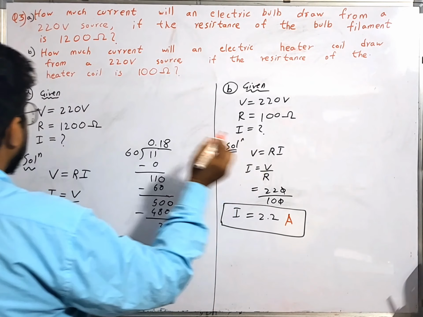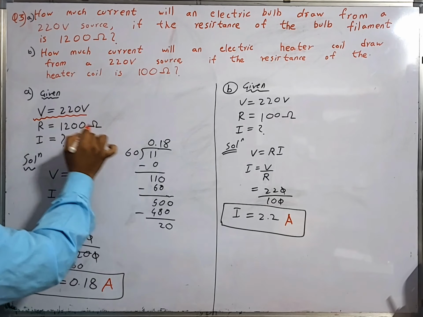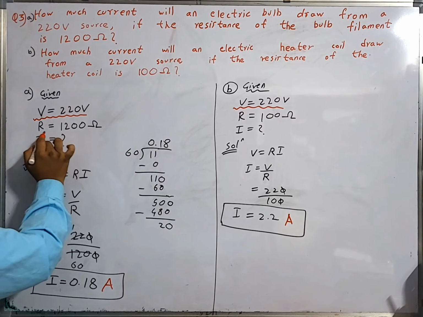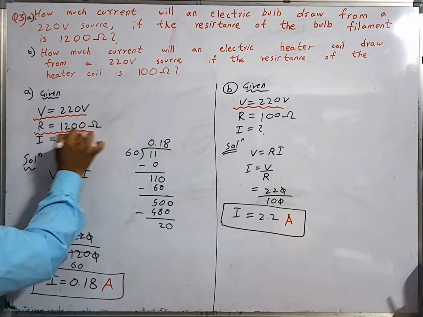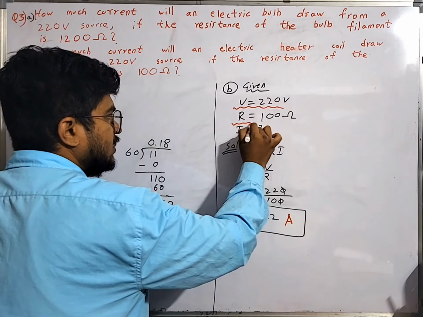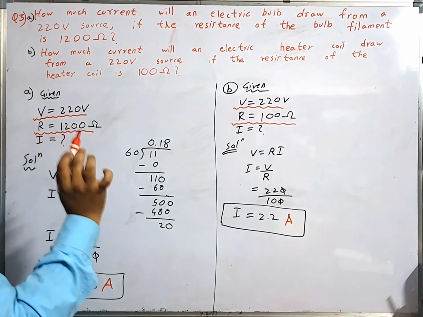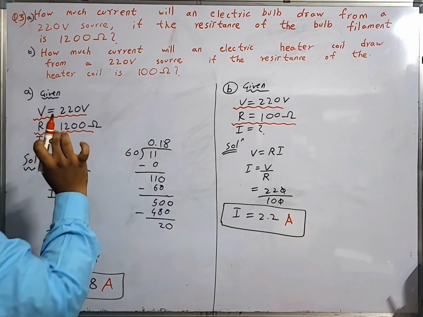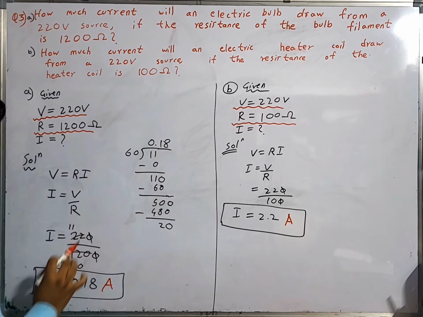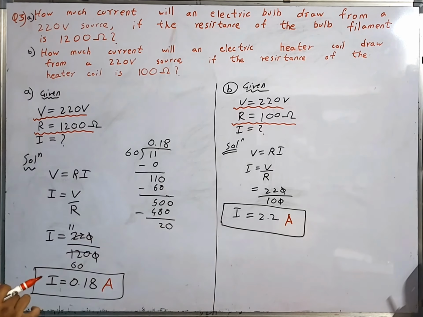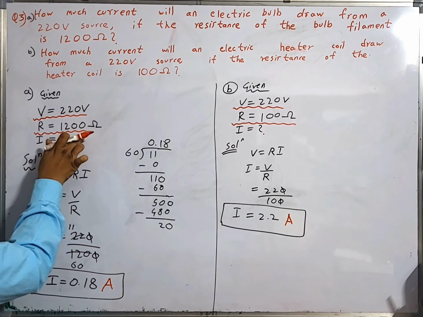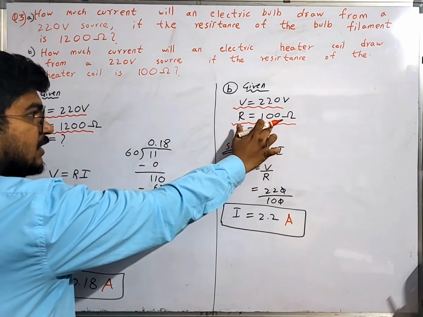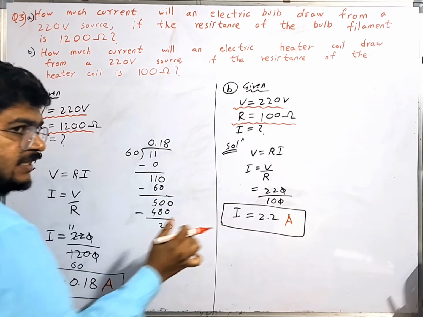Now if you notice, the value of potential difference is same in both the questions, but the value of resistance is different. Here value of resistance is 1200 ohm, and here value of resistance is 100 ohms. So the potential difference is same, but the resistance is different, and because the resistance is different, the values of current which we are getting are also different. Whenever the resistance is more, the current is less compared to this question. When the resistance is less, the current is more.